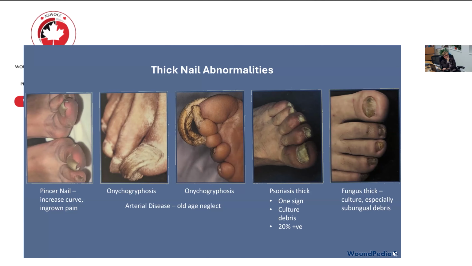Psoriasis can also cause thick nails, but about 20% of persons with psoriasis and thick nails have secondary fungus, but fungus on its own, in the very last one, can cause thick nails, especially when you get whole plate involvement. And it's the subungual debris you need to send away. And it's much harder to treat those thick nails. Next slide.